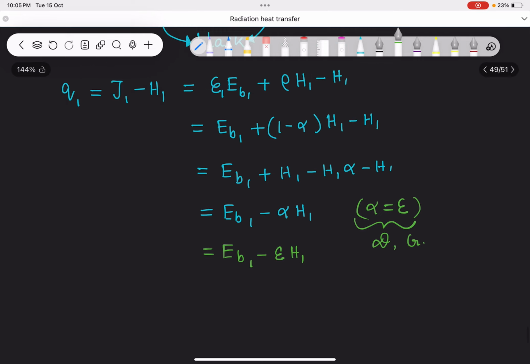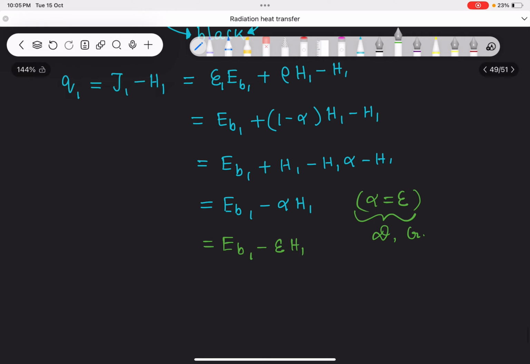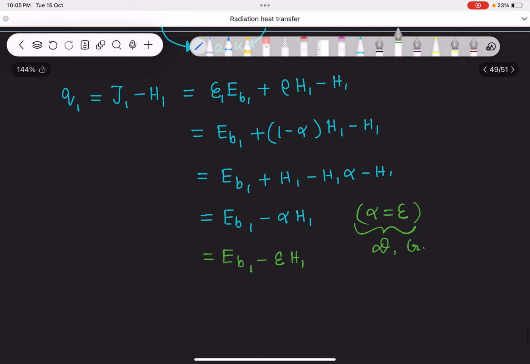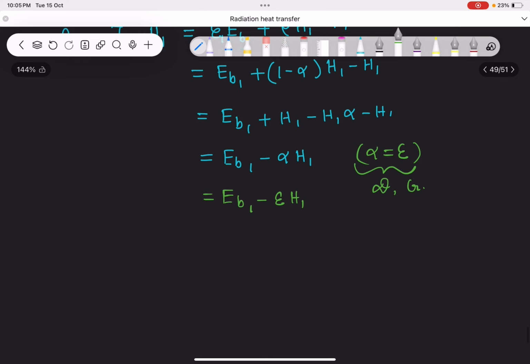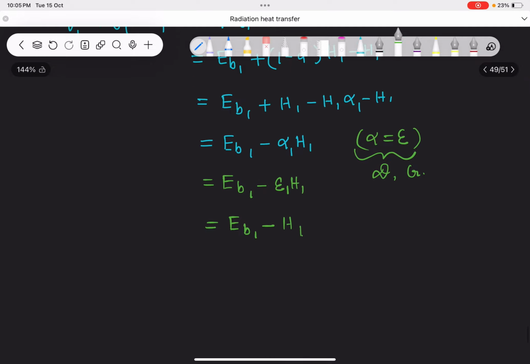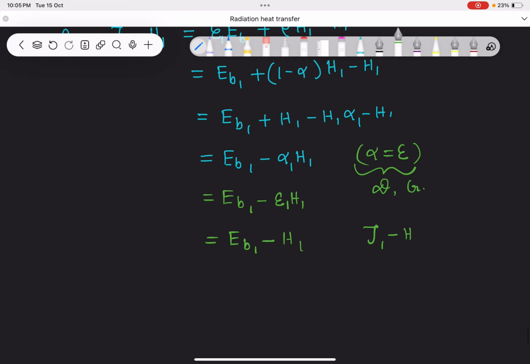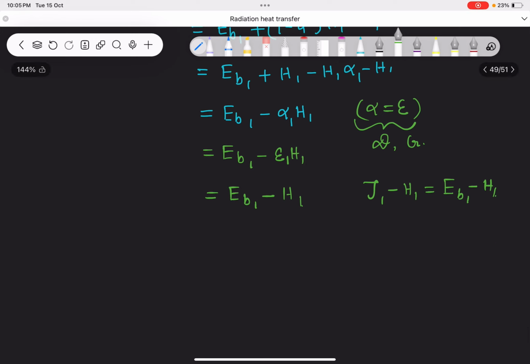However, now this is fine, right? Now epsilon is equal to 1, so that means it is EB1 minus H1. I should write this as alpha 1 and this is my epsilon 1. So you see that here I have got my J1 minus H1 is equal to epsilon 1 minus H1, right? That means I can directly say that my J1 is equal to EB1.